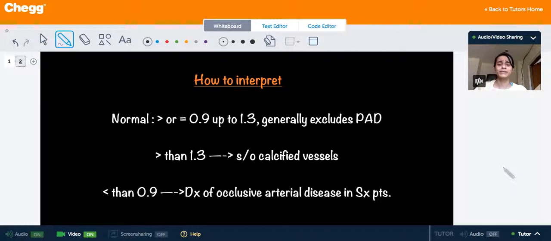A low ABI is often associated with increased risk of things like coronary artery disease, transient ischemic attacks, strokes, and progressive renal failure as well. So those are just some things to keep in mind. That basically covers the topic of ABI.